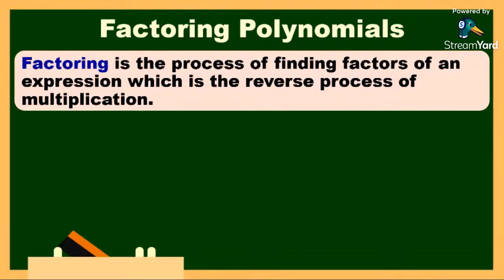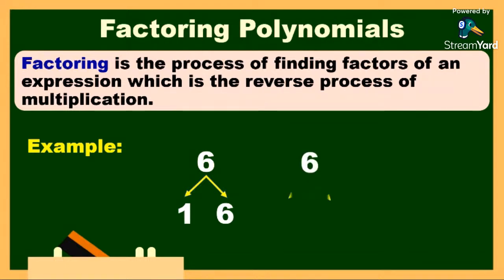Halimbawa, ang 6 ay merong factors na 1 and 6. Bakit po? Kasi when we multiply 1 to 6, the result is 6. Another factor of 6 ay 2 and 3. Kasi if we multiply 2 by 3, the result is still 6. And 1 and 6 and 2 and 3 ay ang tinatawag nating factors.